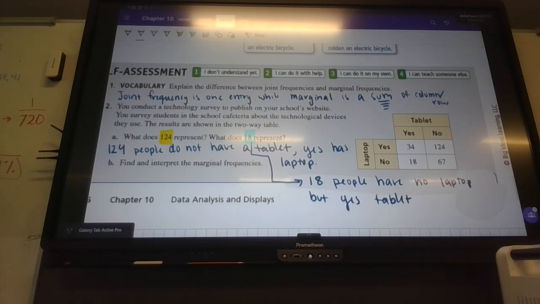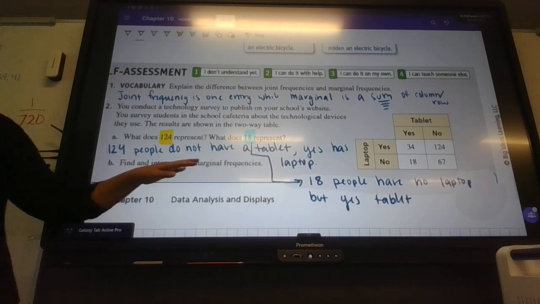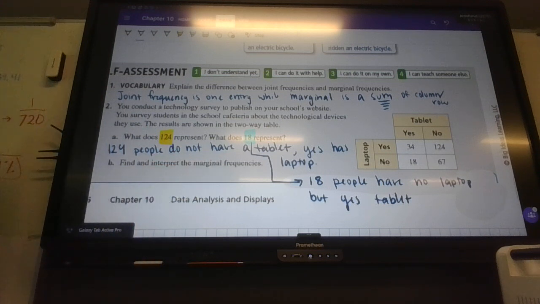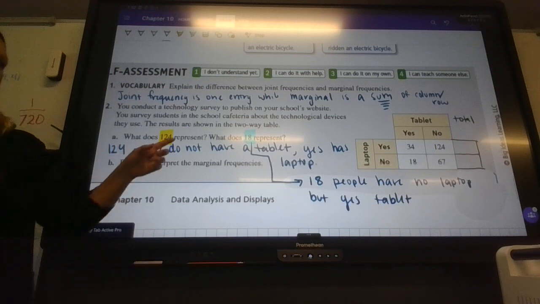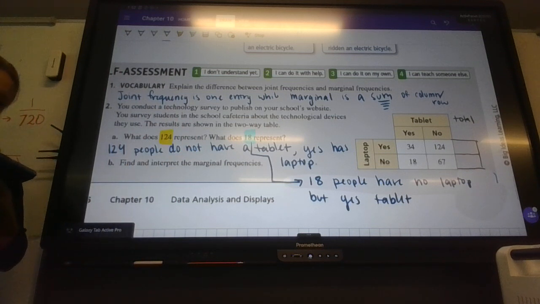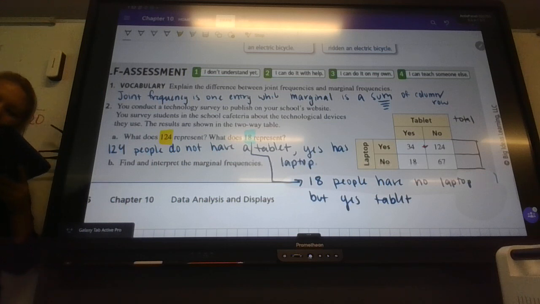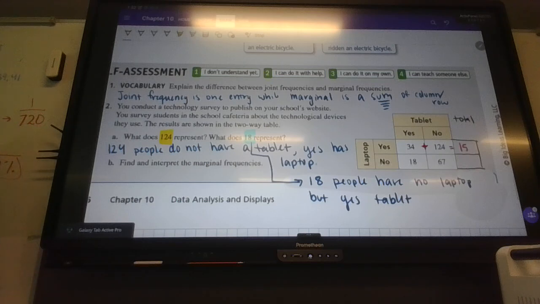Then it says find and interpret the marginal frequencies. For the marginal frequencies, we have to do the adding to add these up ourselves. So I'm actually going to extend the table and find the totals. So how many total people said yes to laptop? I have to do 34 plus 24. 158 said yes, laptop. How many people said no laptop?